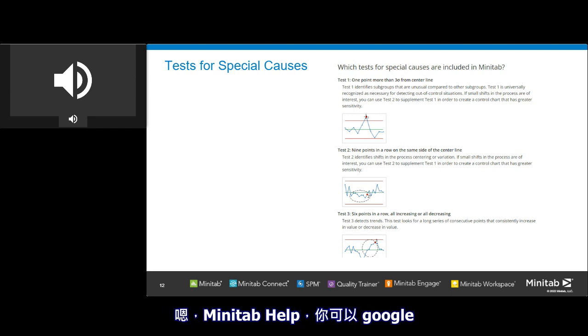Minitab Help, if you Google Minitab control charts, you'll get there. Our support pages have a tremendous amount of information about control charts and rational subgroups and all the different types of charts. So if there's a specific chart in that list I showed you before that you're interested in, you can search Minitab Help, and that's free online. So these are a sample of these tests. These are called the Western Electric tests, the Nelson rules, depending on the order and some slight tweaks.